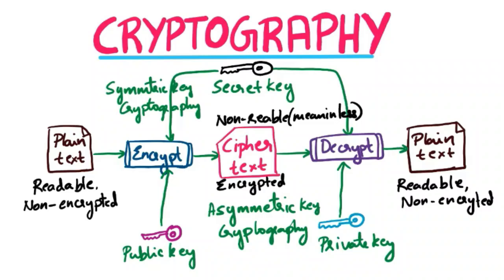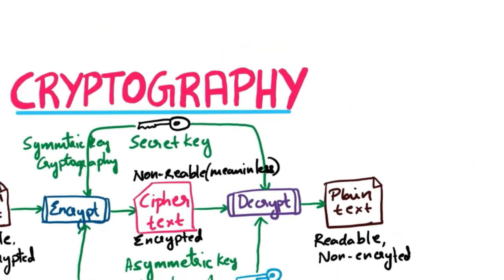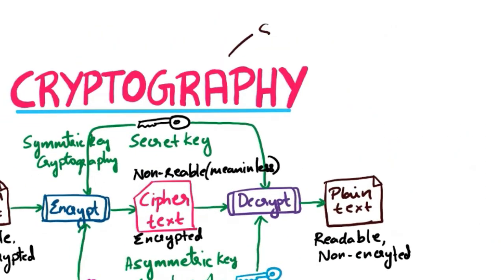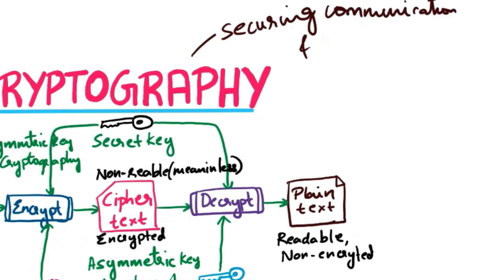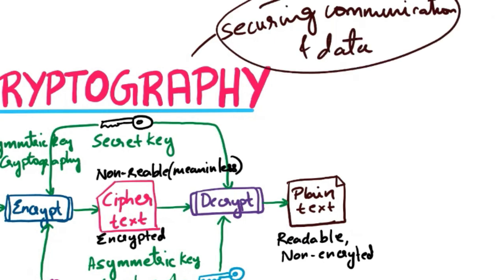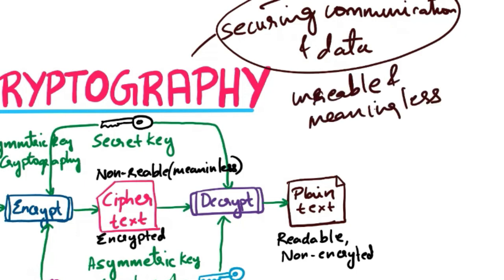What is cryptography? Cryptography is the science and practice of securing communication and data. This is done by converting it into a format that is unreadable and meaningless to anyone except those who have the proper key to decrypt it. It involves techniques for encrypting and decrypting information to protect it from unauthorized access or alteration.